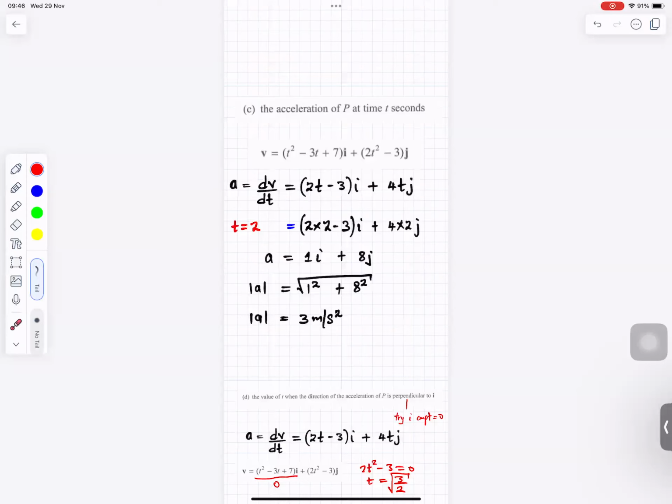Now the acceleration of P at time t seconds. Acceleration is given by differentiating the velocity, dv over dt. Very important to remember that. So when you differentiate t squared, you get 2t. You differentiate minus 3t, you get minus 3. You differentiate 7, you get 0. You differentiate 2t squared, you get 4t. Differentiate minus 3, you get 0. So substitute t equals 2, you get the acceleration of i plus 8j. And the magnitude of acceleration is the square root of 1 squared plus 8 squared. It gives you 3 meters per second squared.